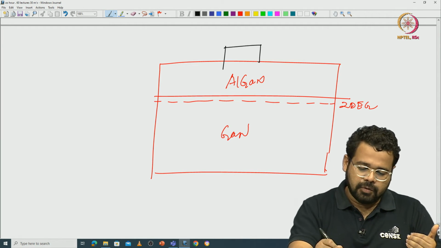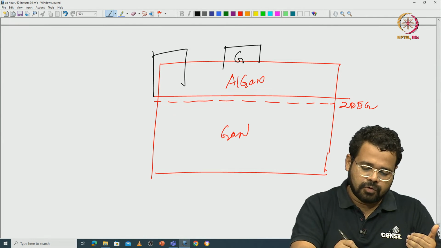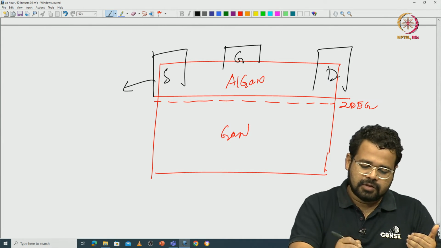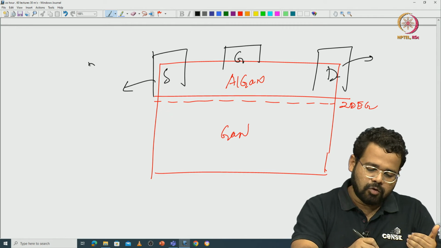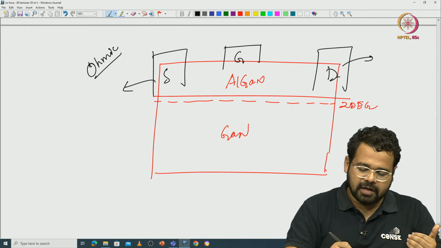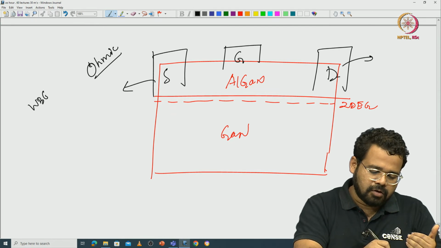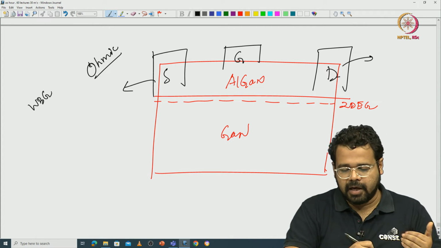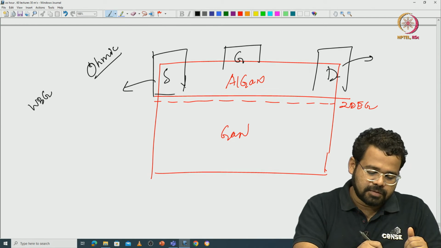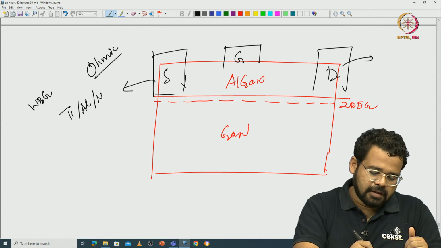So, of course, you have a gate here, and you have a source and you have a drain. Typically, the source and drain need to form ohmic contacts, that you already know, and because gallium nitride is a wider bandgap material, forming an ohmic contact is not very easy. So, typically for source and drain contacts in RF technologies, people use a stack of titanium, aluminum, nickel and gold.